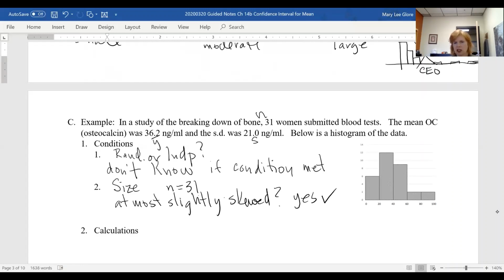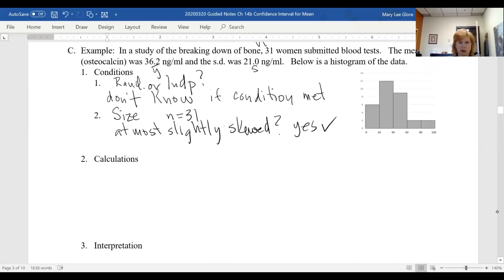If this was my sample of 31 women, then this sample would be big enough that if I was to take many samples of 31, the average of those samples would be normal. All right. So that means I can do my confidence interval. So now I'm going to do my confidence interval.